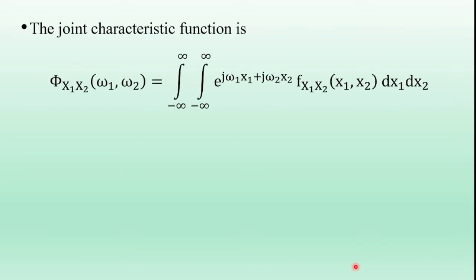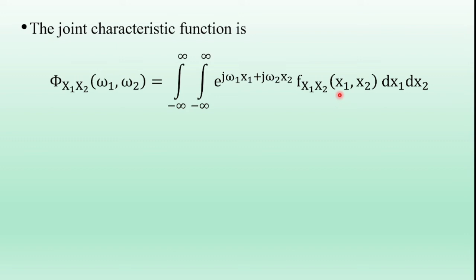We know that for the continuous case, the joint characteristic function is given by Φ_x1x2(ω1, ω2) = integral from minus infinity to infinity, integral from minus infinity to infinity, e^(jω1x1 + jω2x2) f_x1x2(x1, x2) dx1 dx2.